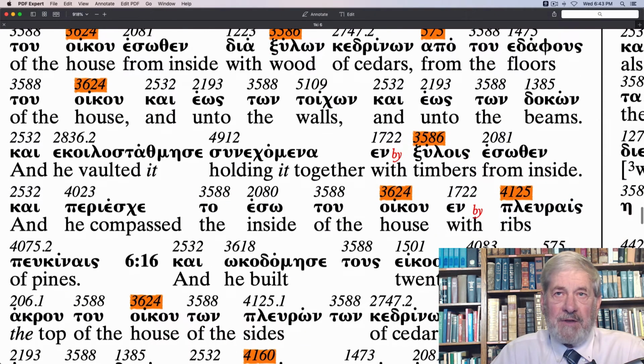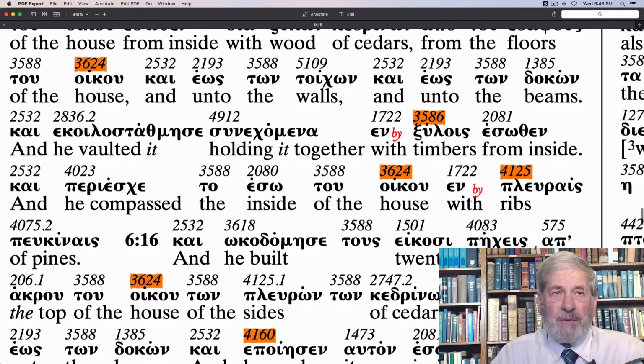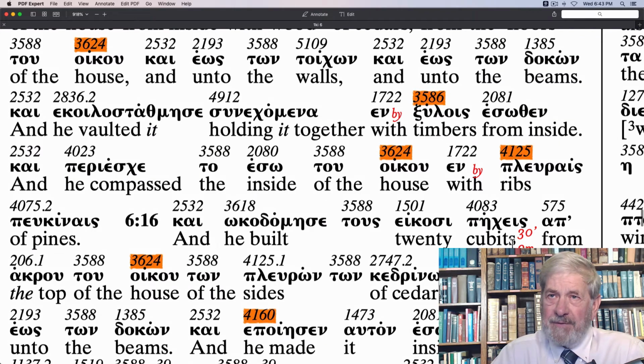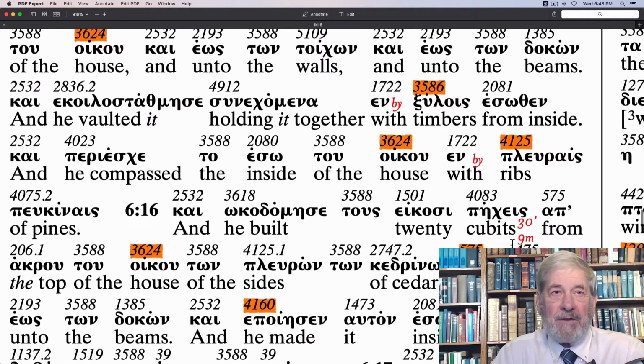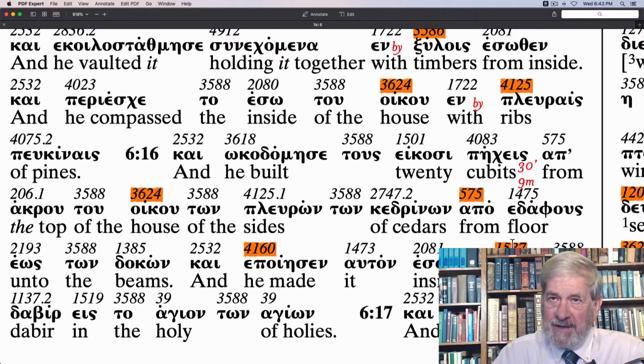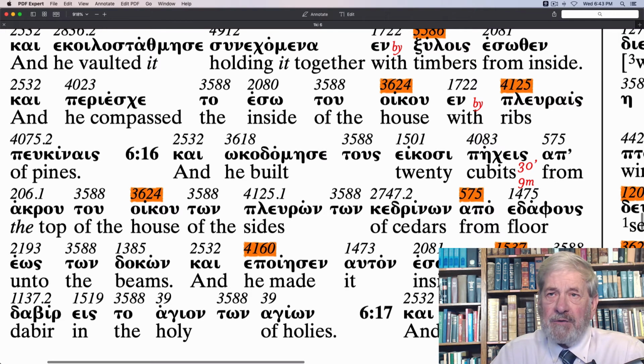And he compassed the inside of the house with ribs of pine trees, got from Lebanon. And he built 20 cubits from the top of the house of the sides of cedars from floor into the beams. That's 30 feet. Now that would probably be the walls, and then maybe it went up higher to 45 to the height. And he made it inside from the Debir in the Holy of Holies, and that's what we'll go into. And 40, that's 60 feet. It was 90 feet long, so 60 feet or 18 meters.